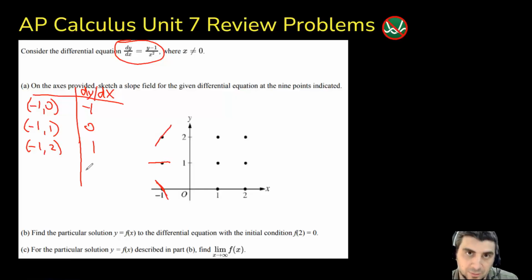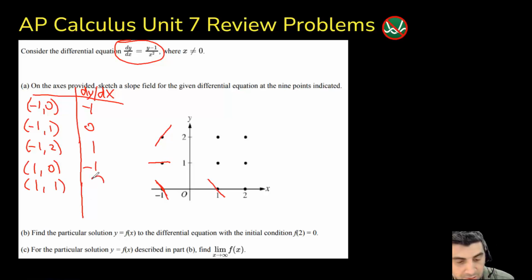Then we move to the next vertical column, 1, 0. That's going to have a slope of -1. Then 1, 1. That's going to result in a slope of 0 also. And then 1, 2. That's going to result in a slope of 1. So these two vertical columns should look identical to one another.